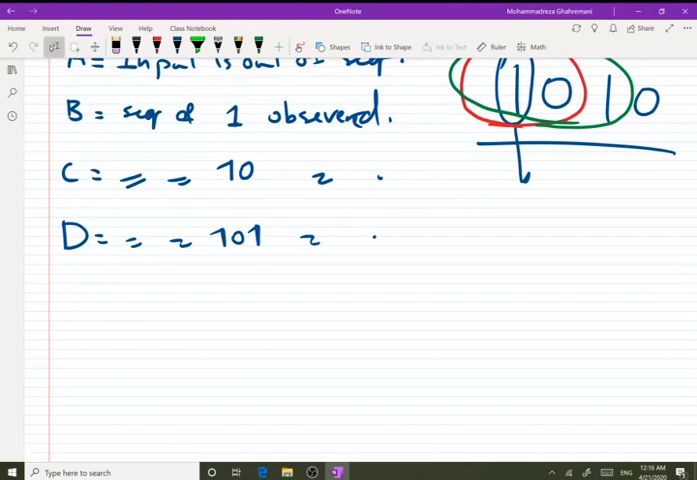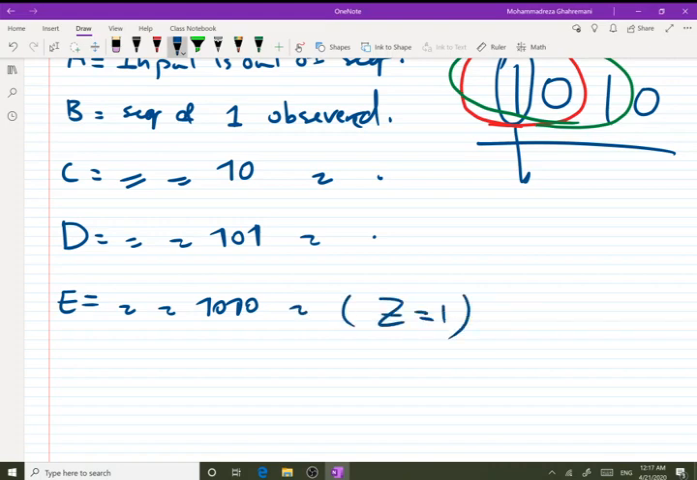One more step, the last step is state E. In state E, the sequence 1 0 1 0 is observed, and of course the output will be 1. So it says that the sequence has been detected.